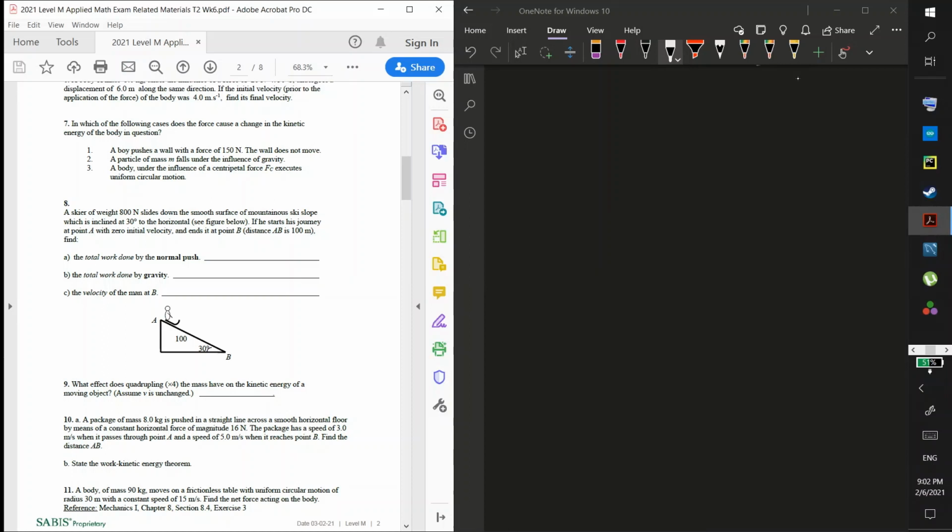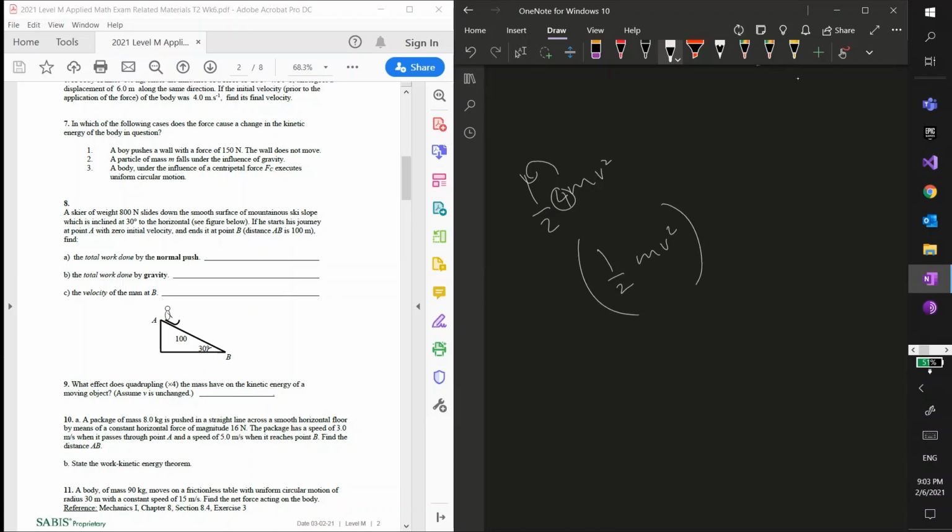Okay, so question 9. What does the effect of quadrupling a mass do on the kinetic energy? Your kinetic energy is half mv squared. If you quadruple the mass and you multiply by 4, what happens to the kinetic energy? Factor out the 4. So this is your kinetic energy, KE, so it's going to be 4 KE. That means if you quadruple the mass, you quadruple the entire kinetic energy.